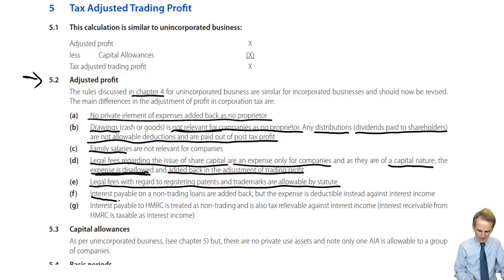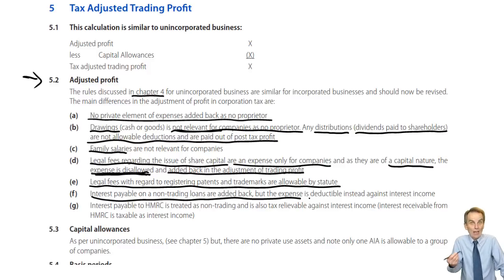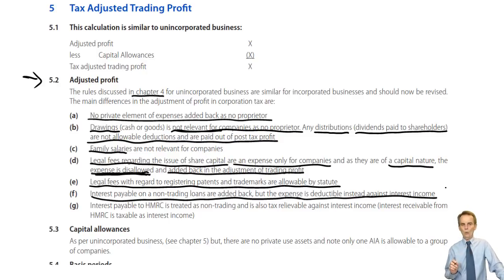Interest payable, we've just said, on non-trading loans, added back. Only on trading loans is it, of course, a trading income deduction. But what do we do with that interest payable on a non-trading loan? We do get tax relief, but not here in trading income. Instead, the expense is deductible against your interest income. So any interest payable on a non-trading loan does achieve tax relief for the company, not against trading income, but instead against our interest income assessment. And again, we'll see more of that in a few minutes' time.